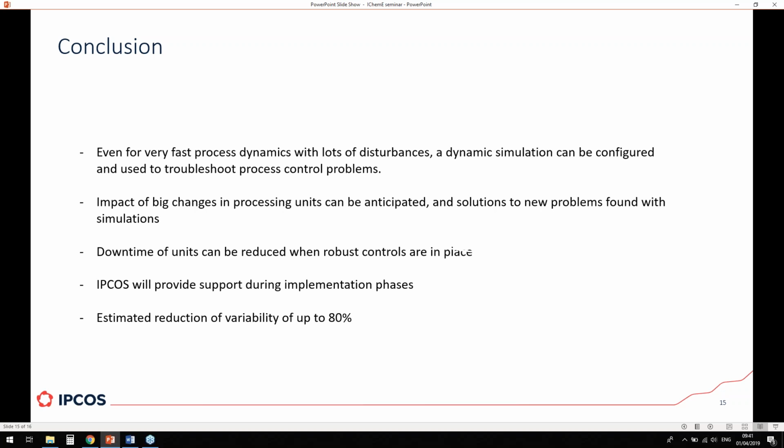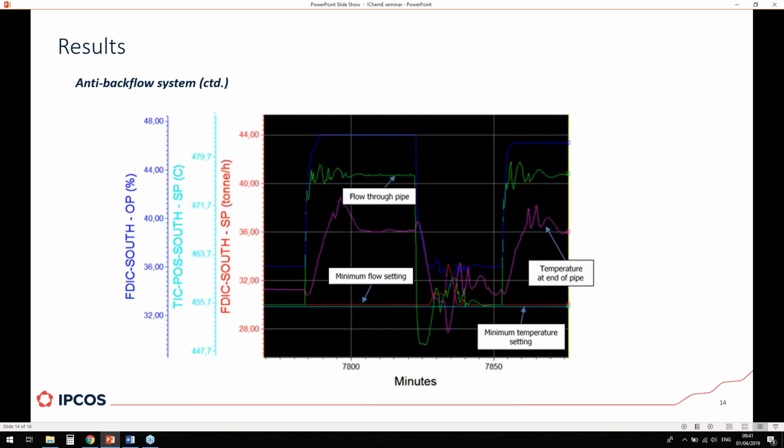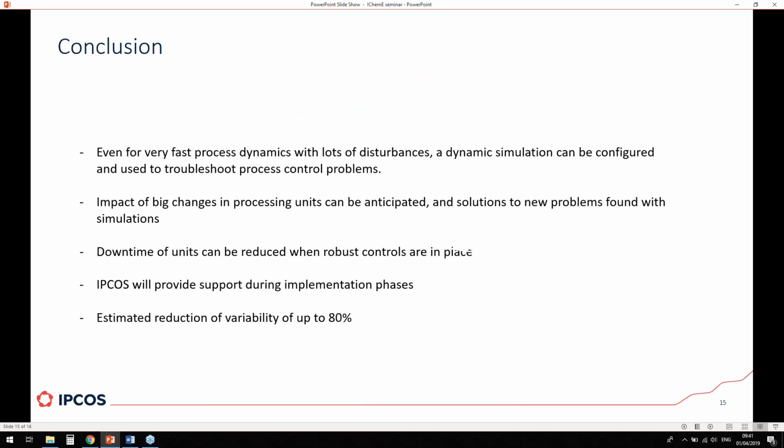Because of this, we can guarantee that the downtime of the units can be reduced when you have robust controls in place. If you don't have a robust control like this one, that helps you guarantee that the flow through your pipe is always at least a minimum amount that guarantees no condensation, that increases the robustness of your overall system.